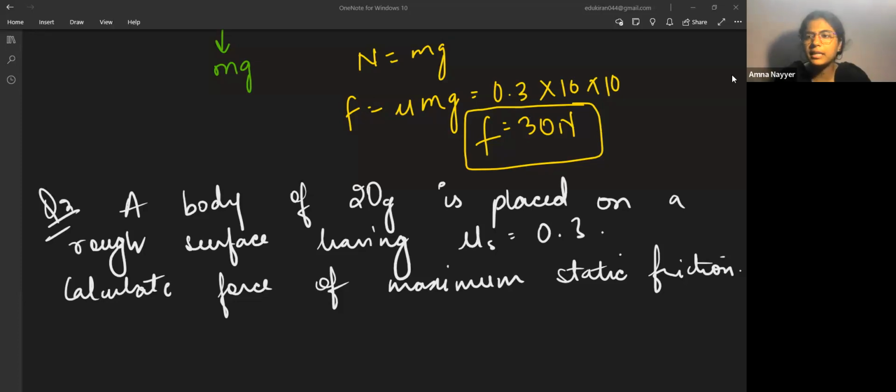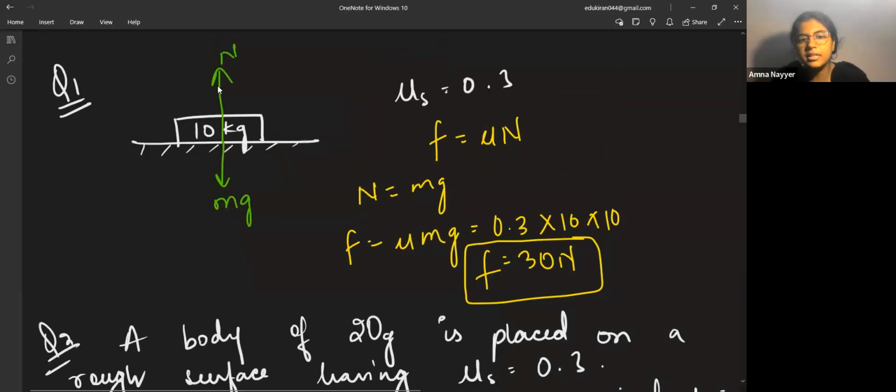How are we multiplying 10 into 10? Ma'am, see, the mass is given as 10 kg and for acceleration due to gravity, I have taken it as 10. You can take it as 9.8 also. Your answer would be exactly 28 point something. All right, Harsha. So the normal reaction is equal to mg. Mg is your gravitational force.